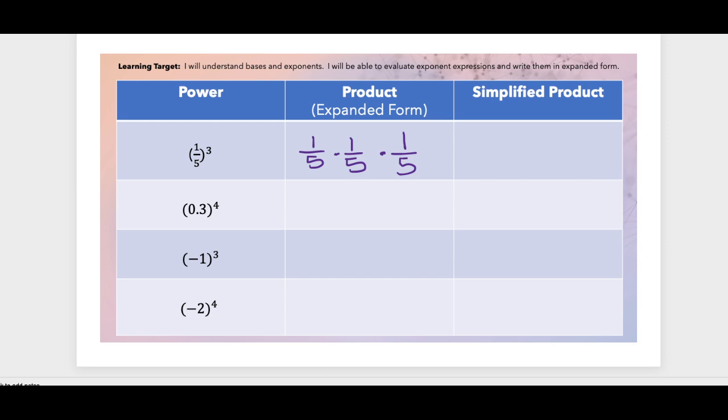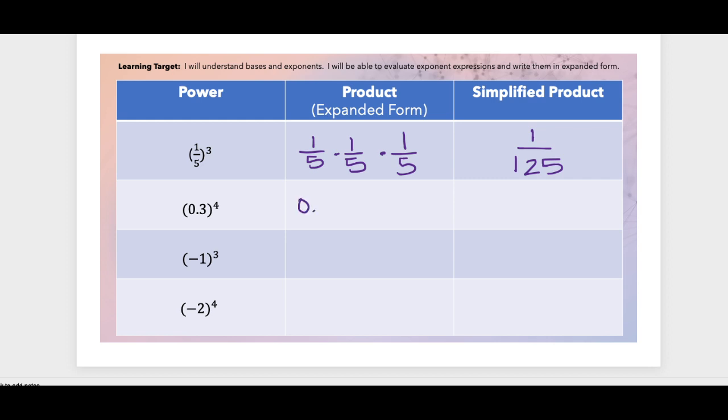So I'm going to multiply my numerators. 1 times 1, which is 1, times 1 again. The numerator is 1. Now I'm going to multiply my denominators 2 at a time. 5 times 5 is 25. And then 25 times 5 is 125. So the simplified product would be 1/125th.